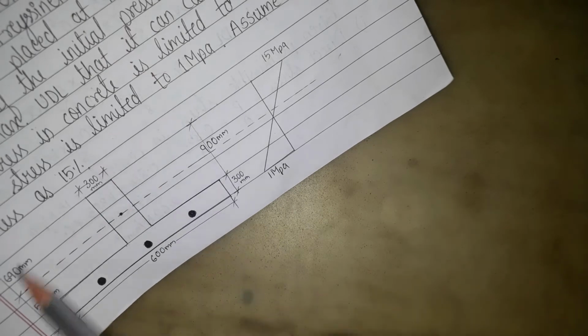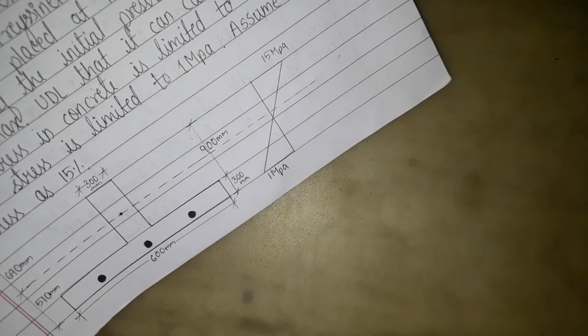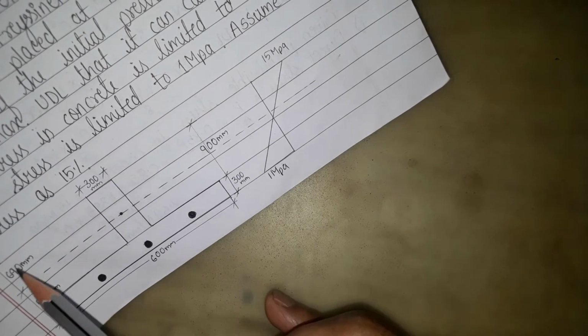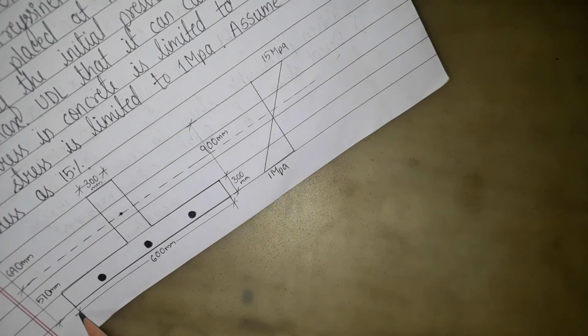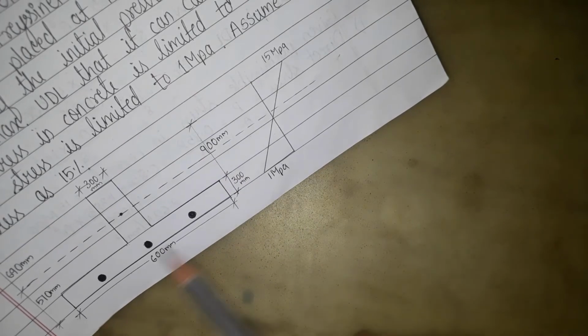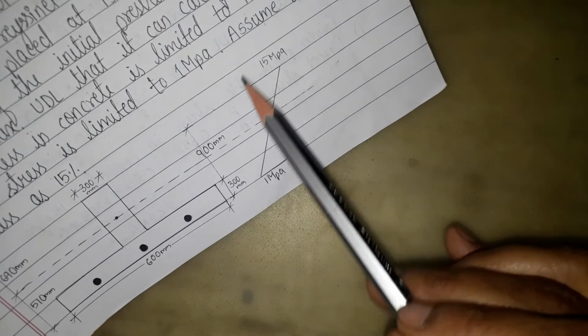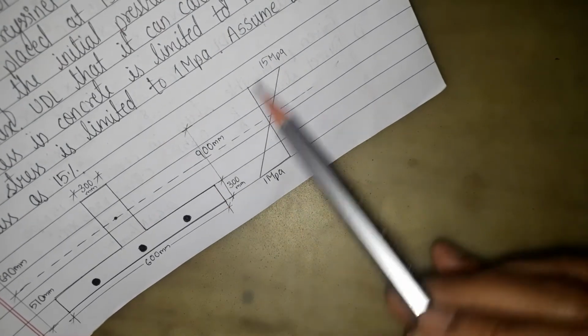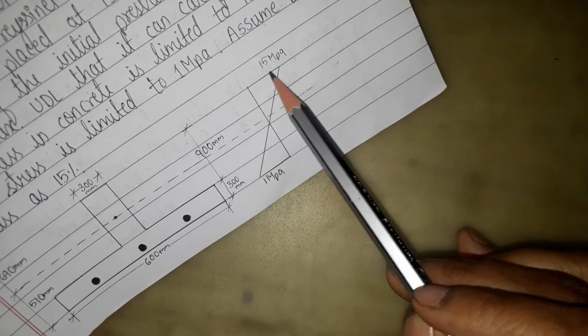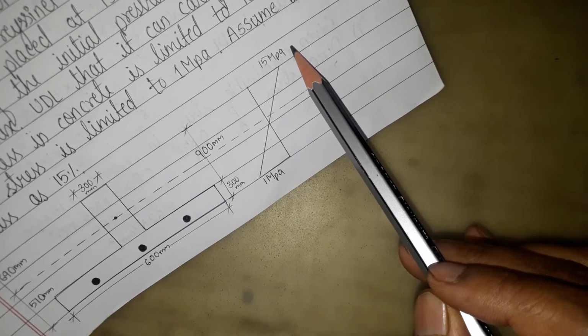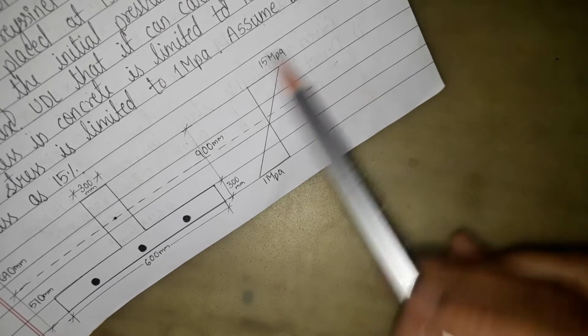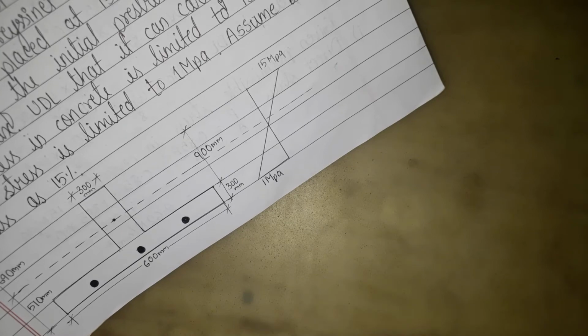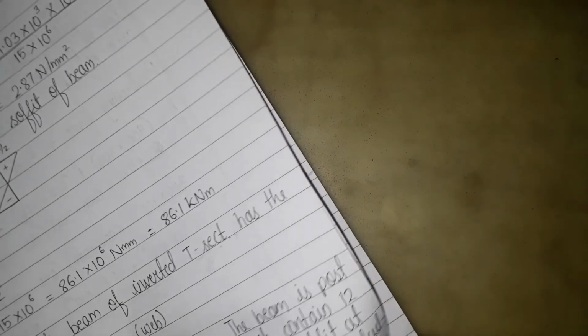Okay. As per the sketch here, you can see the rib is 300 mm by 900 mm and the flange is 300 mm thickness, 600 mm width, and we have the stress distribution diagram according to the given data. So 15 MPa is the permissible stress in concrete. At top we have 15 MPa, at bottom we have 1 MPa. Understood? So we will have a solution for this.